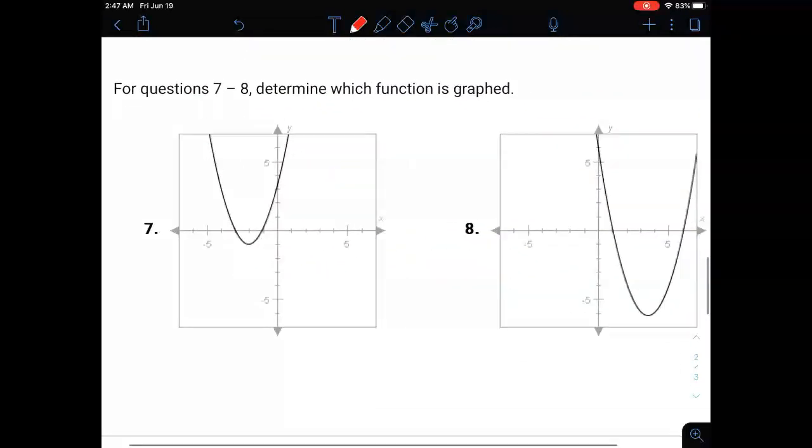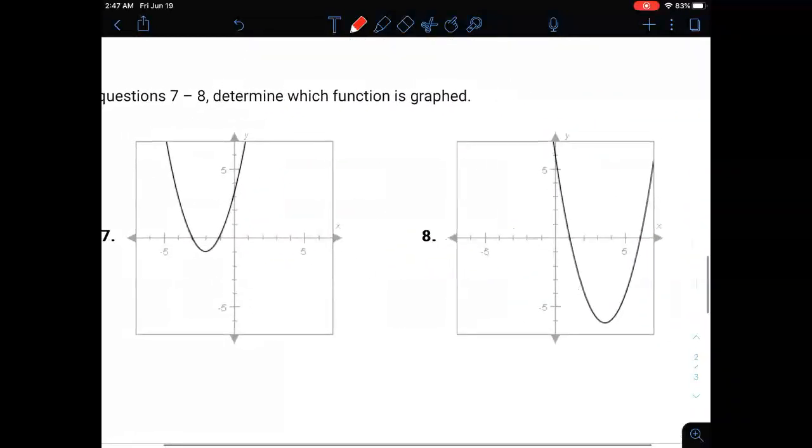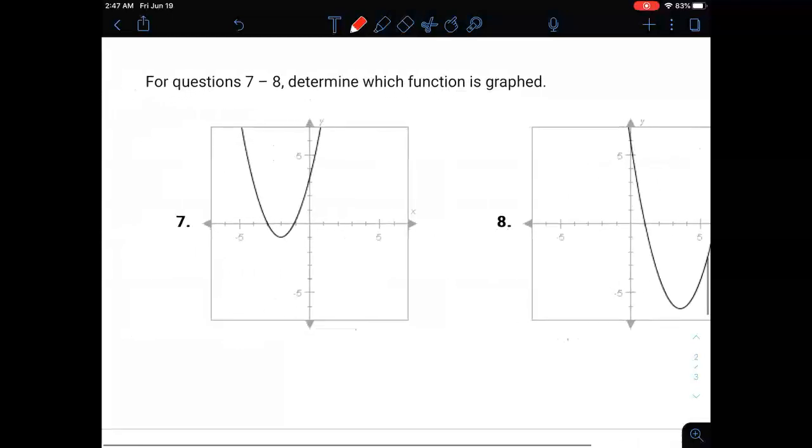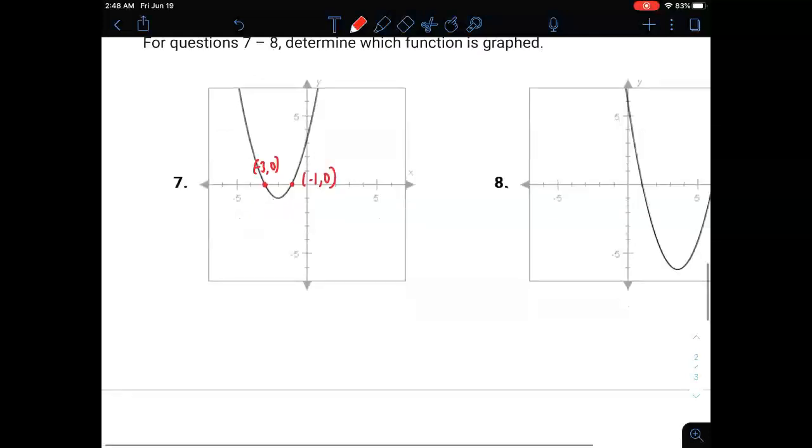For the next ones here, we are looking at the functions and determining the functions. So the key things we need to look for are the x-intercepts. This one is at negative 3, 0, and this one's at negative 1, 0. And again, we work backwards.